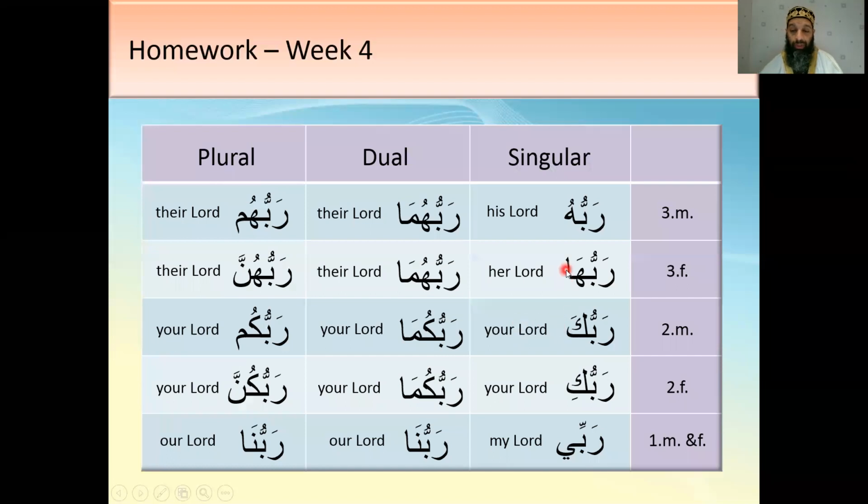So this was the table. Rabbuhu, his Lord. Rabbuhuma, their two's Lord. Rabbuhum, their all's Lord. And this is the whole table. It was just getting the endings and putting Rabbu in front of it.